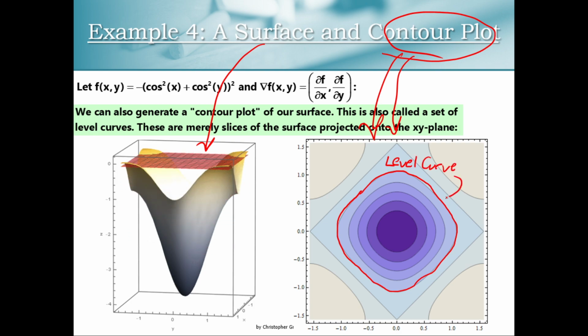And it's called a level curve because it's at a certain constant level. It's at a fixed z value on our surface. It's a path on our surface that has a fixed z value all the way around, hence a level curve. Because if you were to walk on your surface along that curve, you would stay level that entire time.